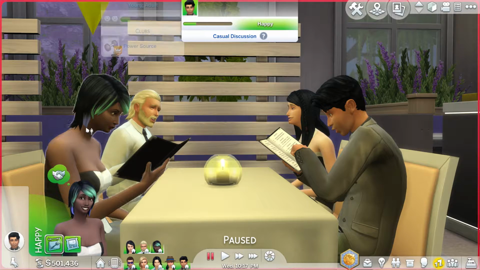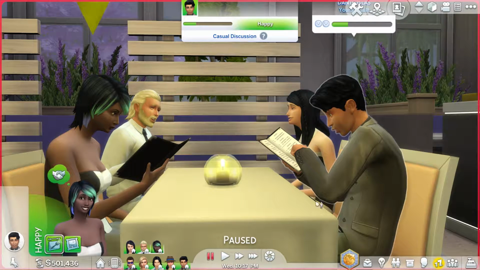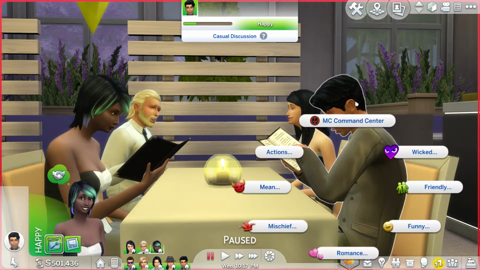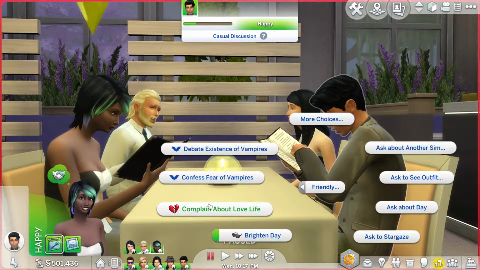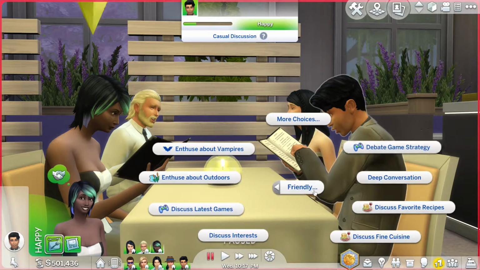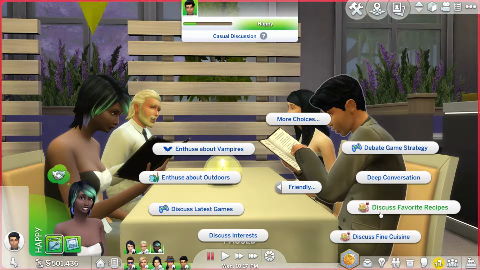She's interested in food. So probably when she talks to him, she's going to want to talk about food. So let's see what happens here. Funny, friendly, friendly. Okay. She can complain about her love life, brighten day. Ask about another Sim. Confess fear of vampires. Let's see more choices here. What we got here. So she's a foodie. She's going to want to discuss her favorite recipes.